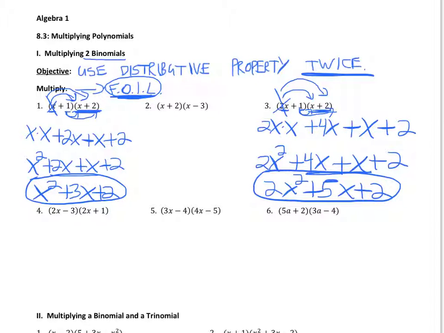Alright, so you're just using the distributive property twice, and then you combine the like terms. And you can see both of these, we ended up with trinomials. You don't always end up with trinomials, but in most cases you do. Tomorrow, we're going to tie in what this F, O, I, and L stand for when multiplying two binomials.